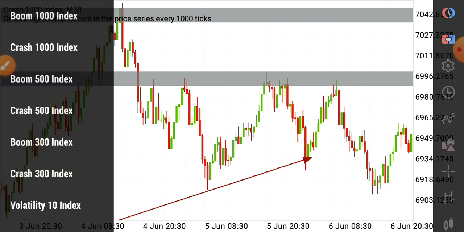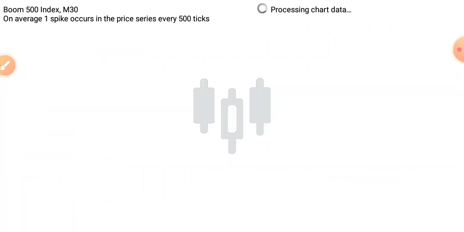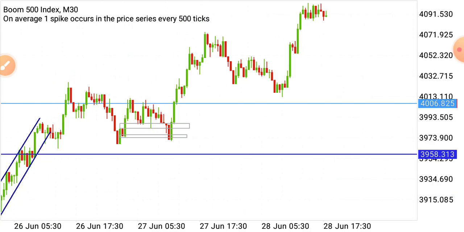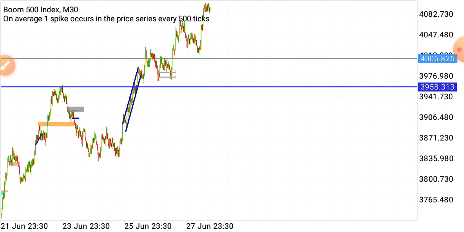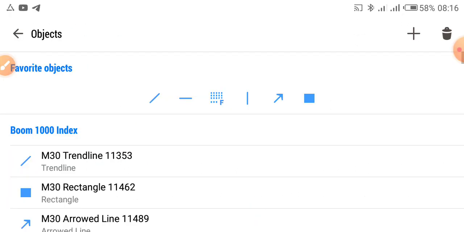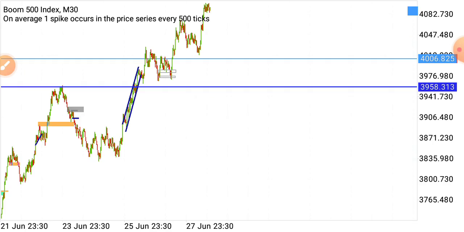We can also apply it on Boom 500. Boom 500, let's see. Oh, we can get Boom 500 also. Let's zoom out completely. Look at now, we have one here. I believe you can see already. We have something here.